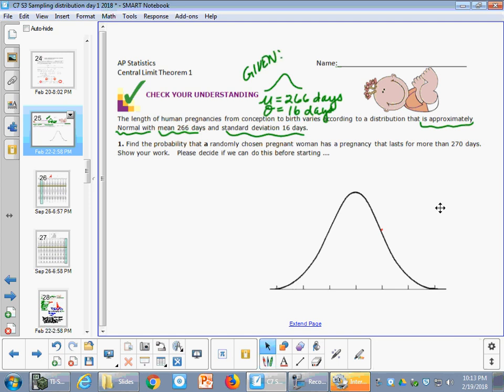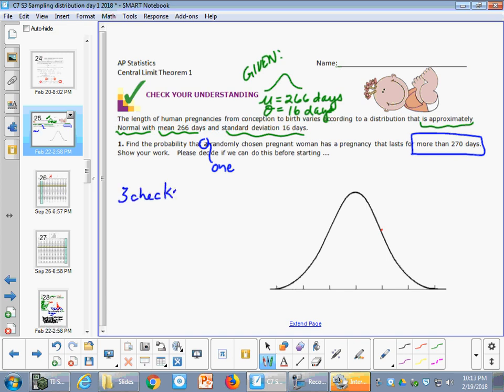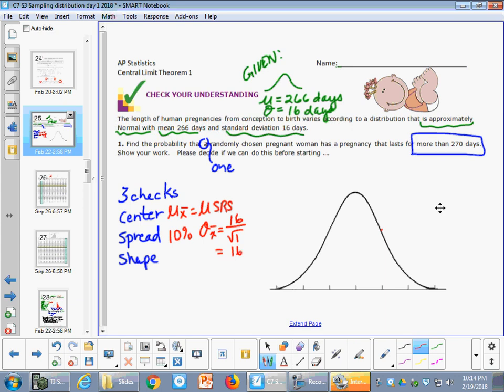Now it asks me to find the probability that a randomly chosen pregnant woman has a pregnancy that lasts for more than 720 days. All right, so first off, a means 1, and I will tell you that these 3 checks that we need to do for center, spread, and shape are all going to be met, and I'll just go through that very quickly. We know that mu sub x bar is going to equal mu because we did this with a simple random sample of size 1. The spread is going to meet the 10% condition because 1 is certainly less than all the pregnant women out there. So I can find sigma sub x bar by taking 16, which is the standard deviation of the population, divided by the square root of 1, and that leaves me with 16 still. And the shape is going to be approximately normal because that was what the population was.